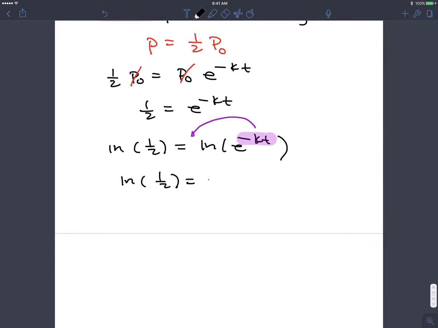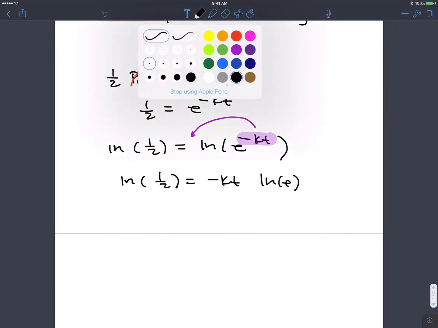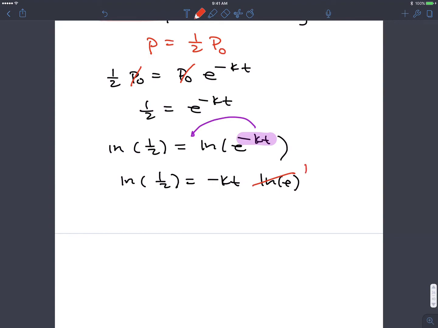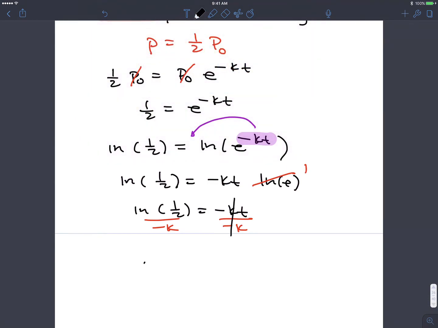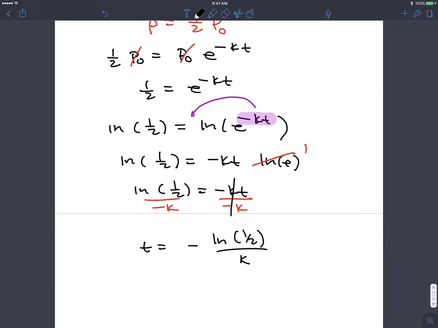Natural log of 1/2 is minus kt. Natural log of e, this value is 1. So natural log 1/2 is minus kt. Divide both sides by minus k. Cancel. t becomes minus natural log of 1/2 over that k.